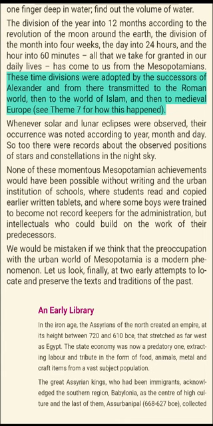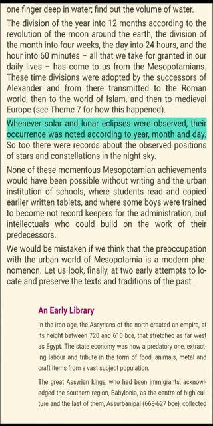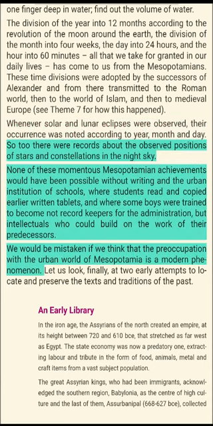All that we take for granted in our daily lives has come to us from the Mesopotamians. These time divisions were adopted by the successors of Alexander and from there transmitted to the Roman world, then to the world of Islam, and then to medieval Europe. See Theme 7 for how this happened. Whenever solar and lunar eclipses were observed, their occurrence was noted according to year, month and day. So too there were records about the observed positions of stars and constellations in the night sky.